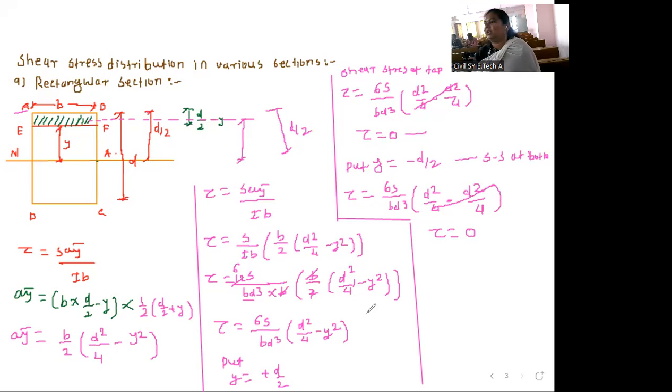Now you observe here, the highest power of y is 2. That means it indicates the distribution of shear stress diagram is parabolic. I will draw here the shear stress distribution diagram. We will extend these lines.